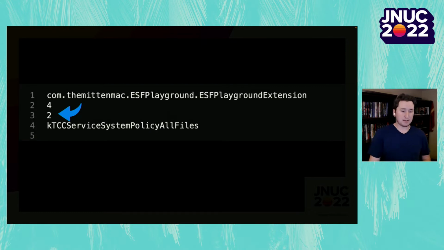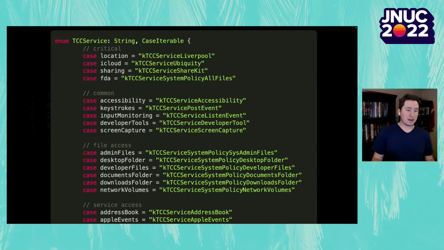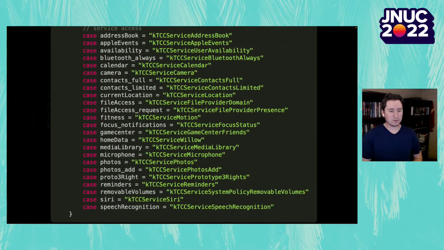And as I mentioned, this is going to be full disk access, this kTCCServiceSystemPolicyAllFiles, but there's a ton of different options here. And we can open that up. We can see maybe the most critical ones, like sharing, iCloud, or location, things like screen capture or access to the downloads folder, and then just different services, whether it be your calendar, reminders, or Siri.